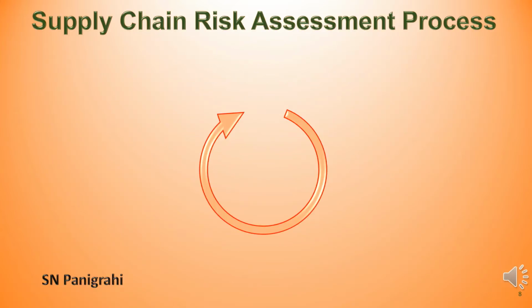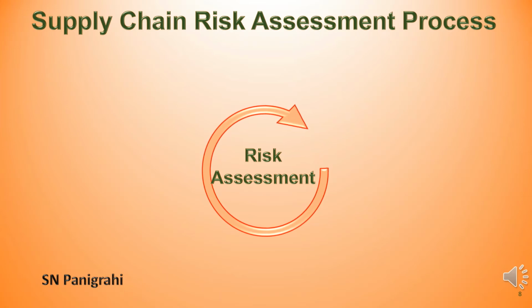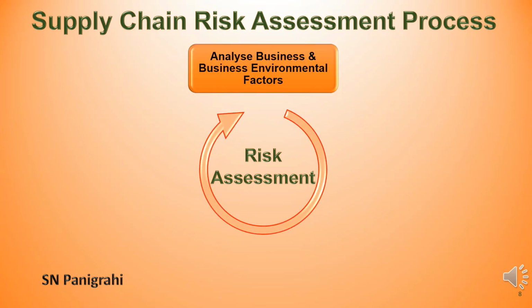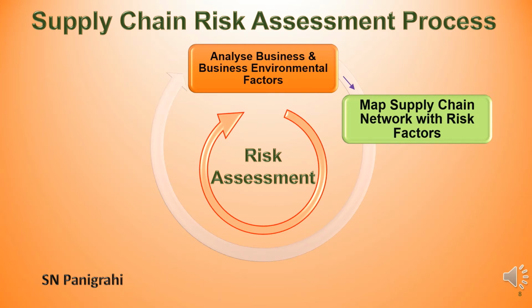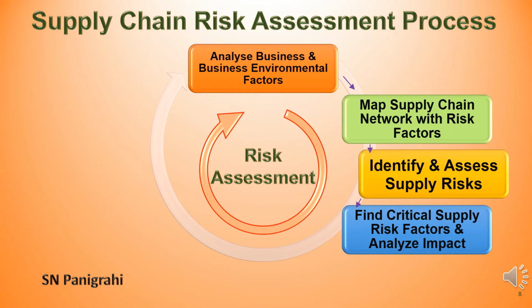Supply chain risk assessment process. The supply chain risk assessment process is a systematic approach, having the following 8 steps. 1. Analyze business and business environmental factors. 2. Map supply chain network with risk factors. 3. Identify and assess risks. 4. Find critical supply risk factors and analyze impact.